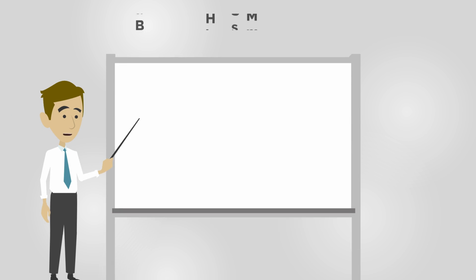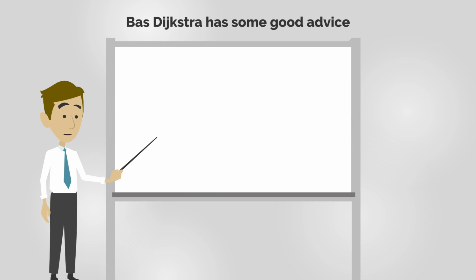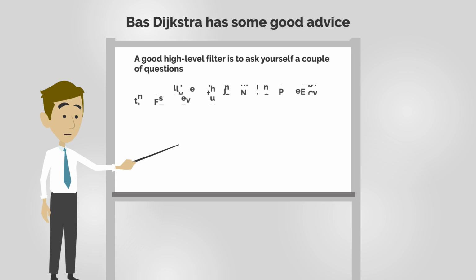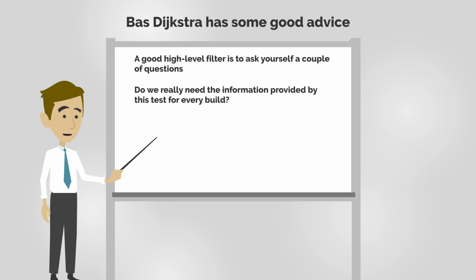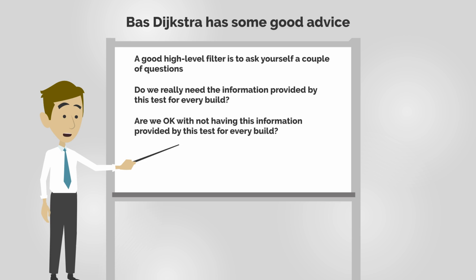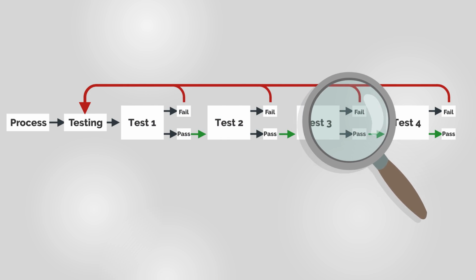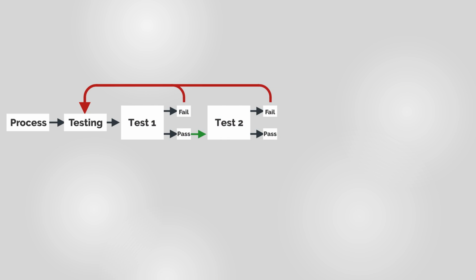So, Bytes Dijkstra has some good advice here on how to determine if tests should be included. A good high-level filter is to ask yourself a couple of questions. For every test you add, do we really need the information provided by this test for every build? For every test not added, are we okay with not having this information provided by this test for every build? That high-level filter is great for determining which tests to include, but that's not enough.